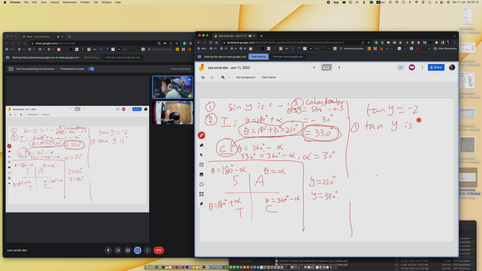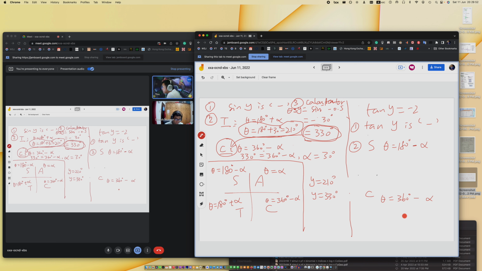Let's talk about the negative 2 first, because just now you asked me a question for this part. The one-third one you did not ask a question. So tangent y is negative. If tangent y is negative, identify the quadrant. So tangent negative is S and C. So S and C, the formula is, let's do it in degree mode first. So theta equals 180 minus alpha. And this is theta equals 360 minus alpha. Are you convinced? So that's good?